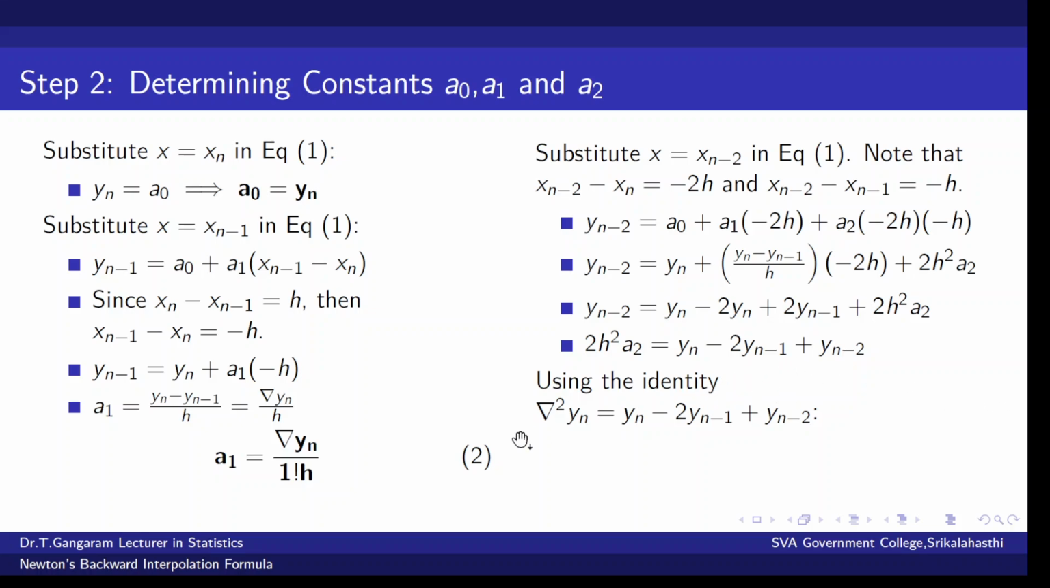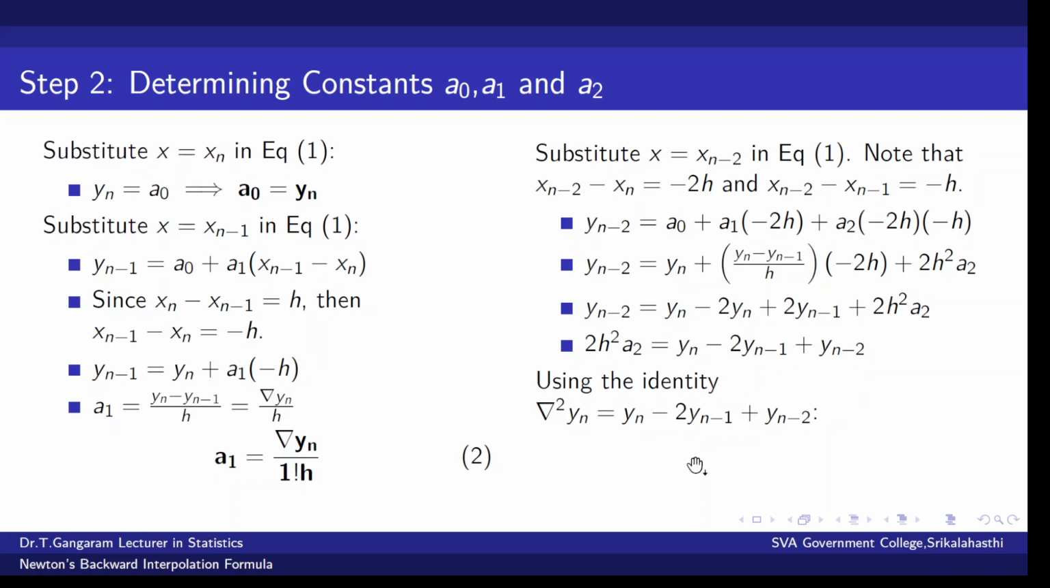Using the identity nabla square yn is equal to yn minus 2yn minus 1 plus yn minus 2. Since nabla square yn is equal to nabla yn minus nabla yn minus 1, we know that nabla yn is equal to yn minus yn minus 1 and nabla yn minus 1 is equal to yn minus 1 minus yn minus 2.